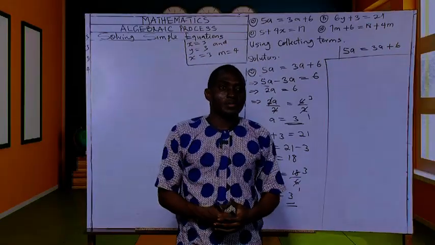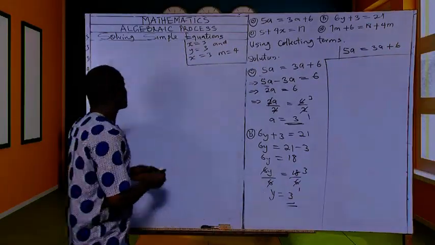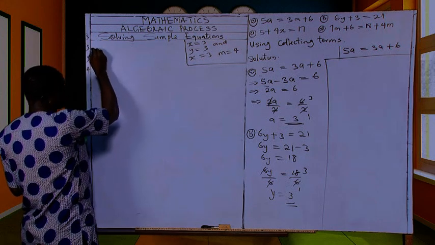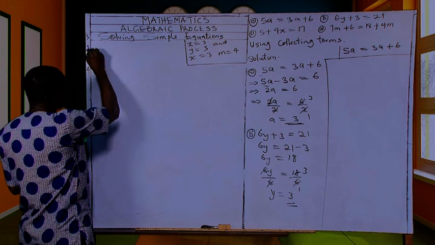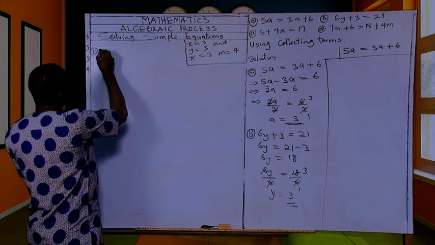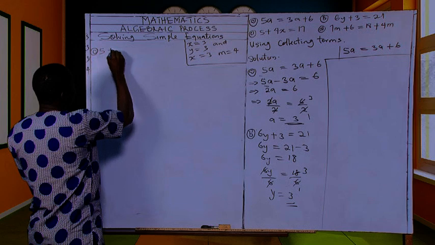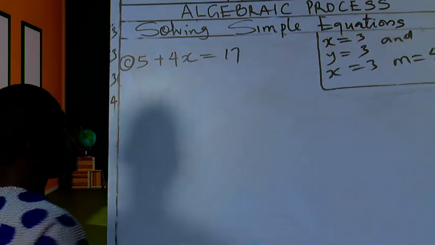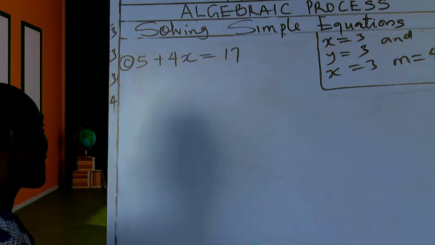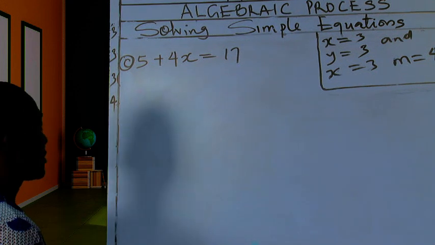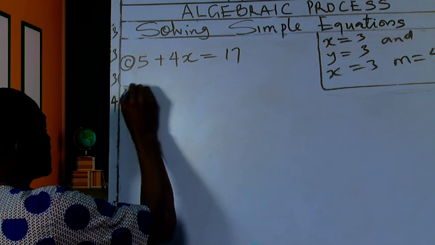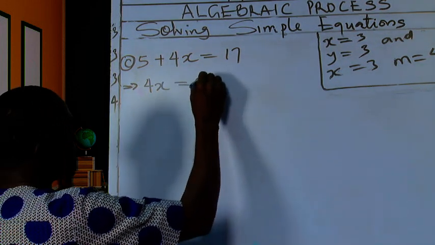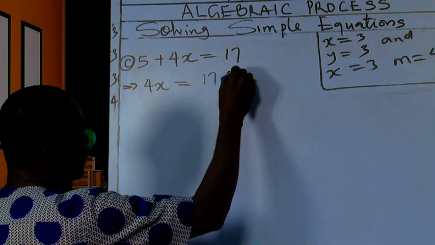Okay? So welcome back to the class. So B is done. C. We have 5 plus 4x equals 17. With the explanations I've made so far, it means this will be 4x equals 17 minus 5.